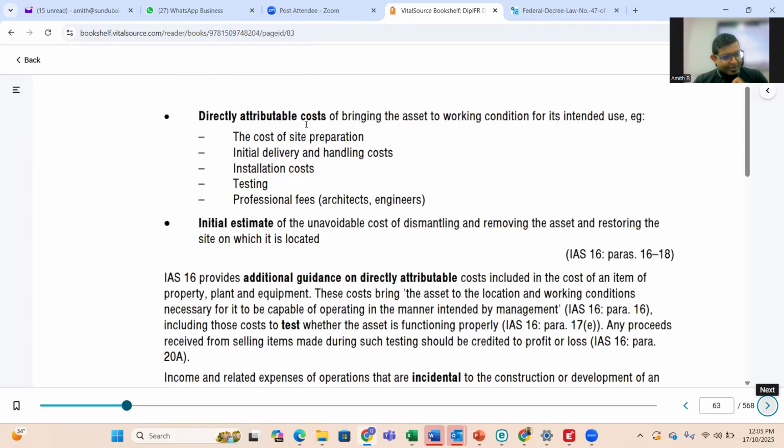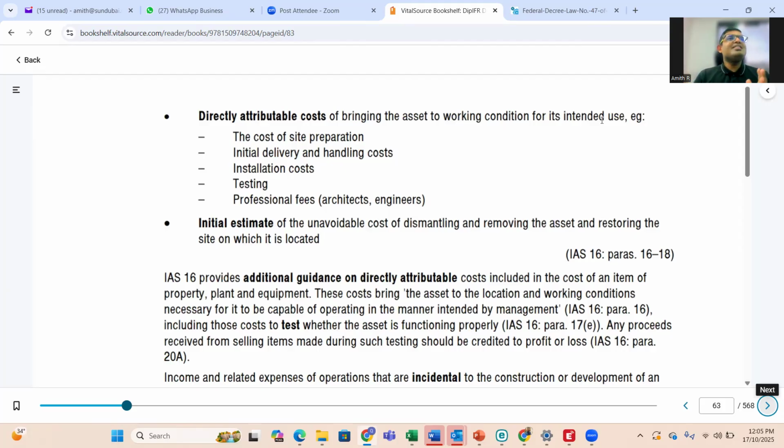I'll tell you why. And you're right. Directly attributable cost of bringing the asset to working condition or its intended use is basically for installation and so on. They need professionals to install that. So let's say I bought a printer. I need somebody to install that. That is directly attributable and that is needed to make the asset into the intended working condition. The asset is ready for intended use.